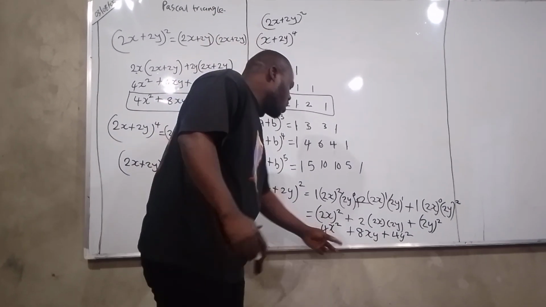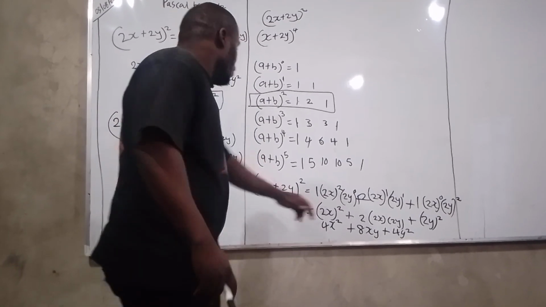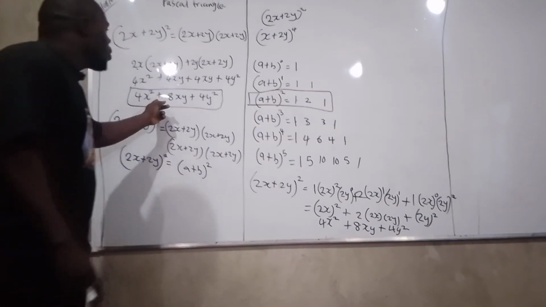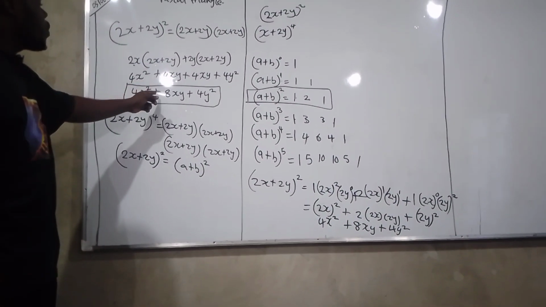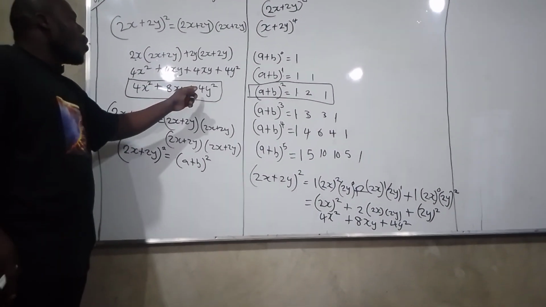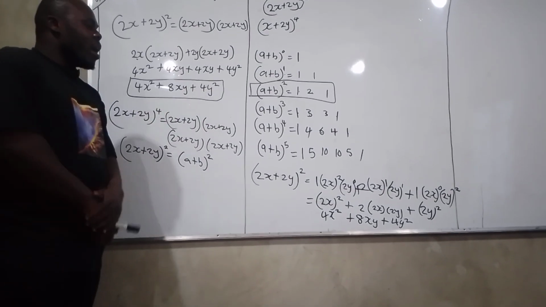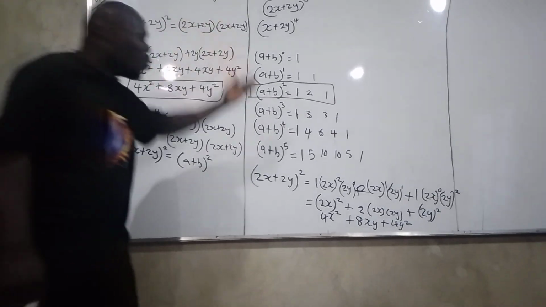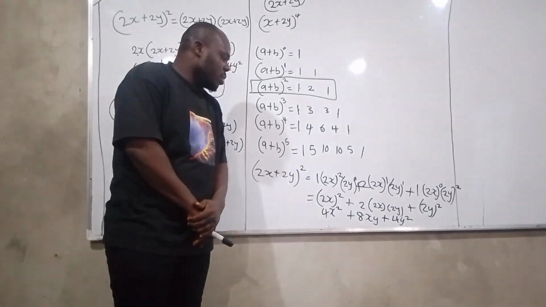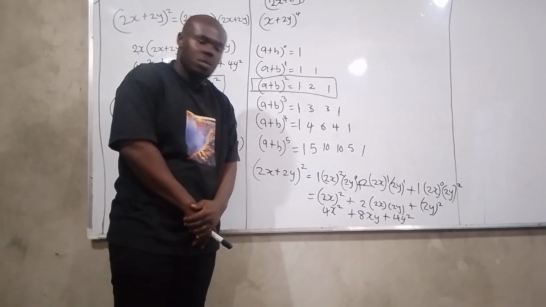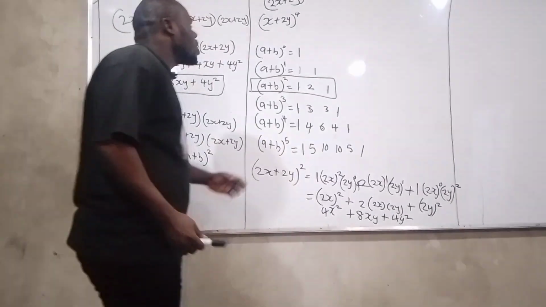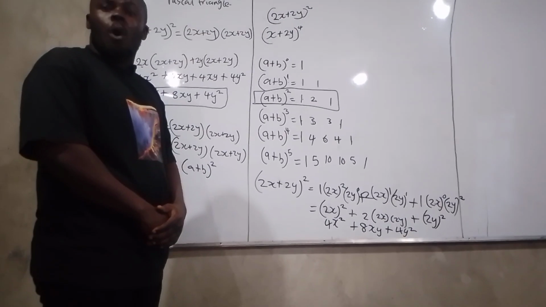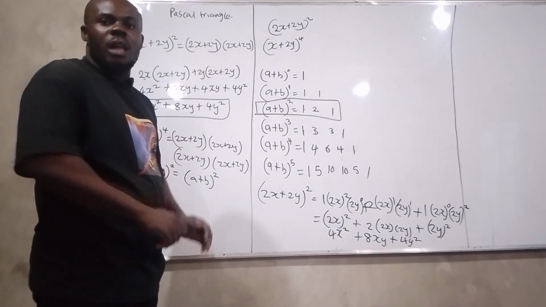Now, this is the answer we got when we did our entire expansion: 4x squared plus 8xy plus 4y squared. So we have our final answer in our normal expansion, and now using Pascal Triangle, we are getting the same answer. So you agree with me that Pascal Triangle can help us to simplify further.